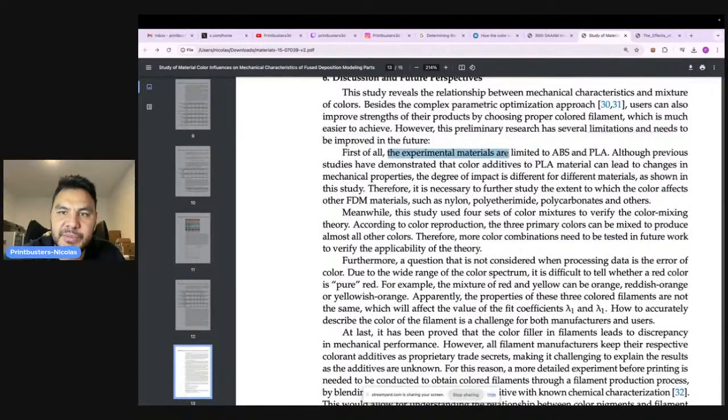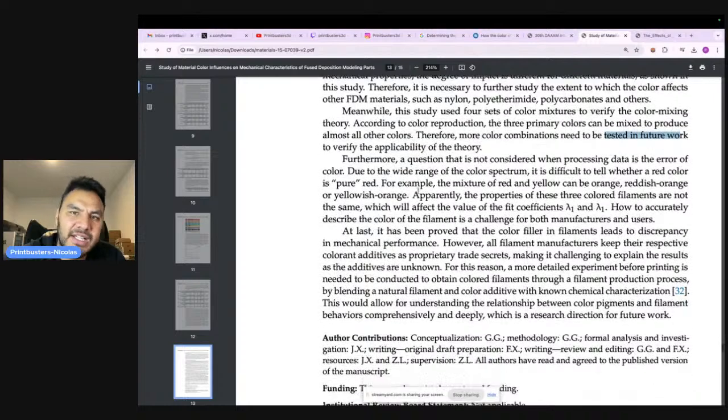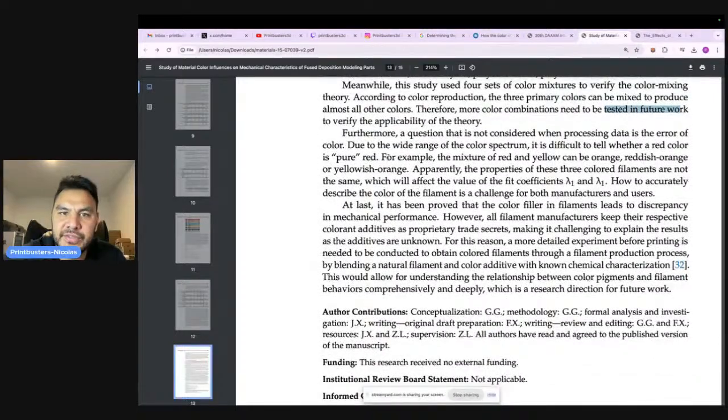First of all, the experimental materials are limited to ABS and PLA. Although previous studies have demonstrated color additive PLA can lead to changes, blah, blah, blah. This study used 4 sets of color mixture to verify color mixing theory. According to color reproduction, the 3 primary colors can be mixed to produce almost all the other color. Therefore, more color combination needed to be tested in the future. Yeah, I'm not too sure I agree too much with that.